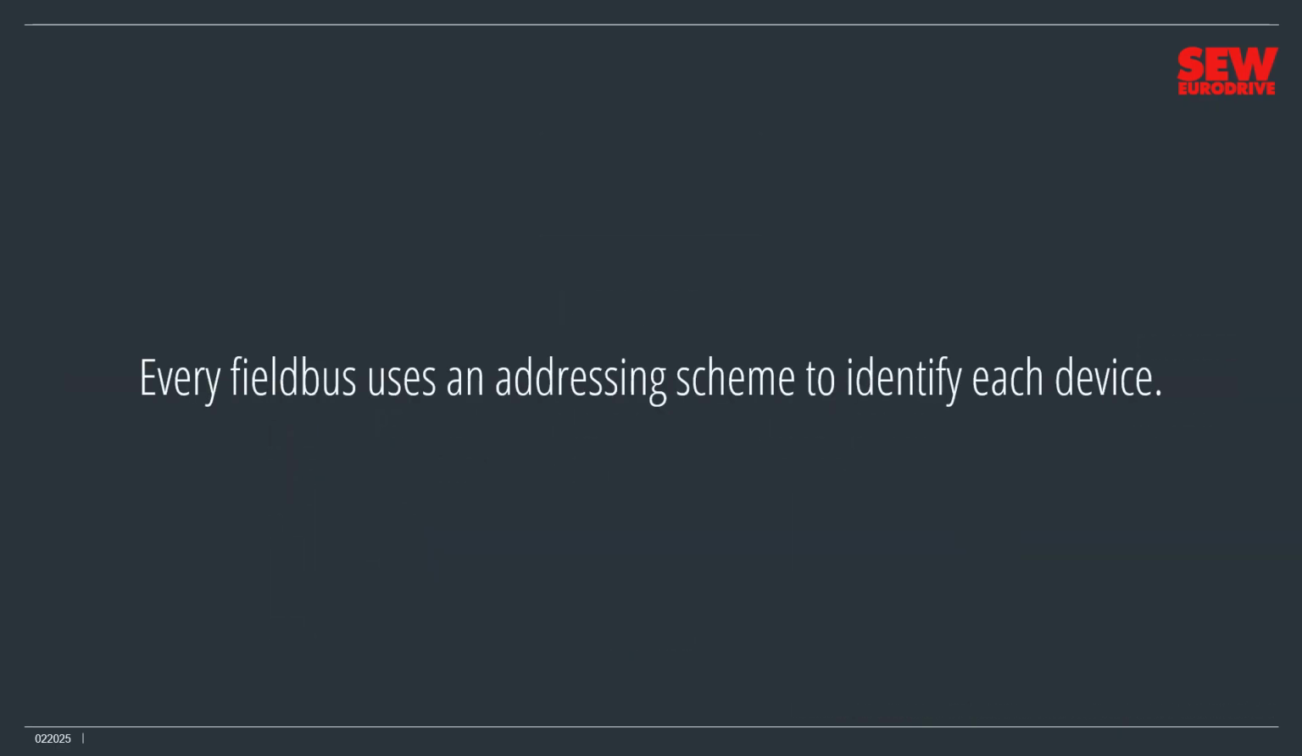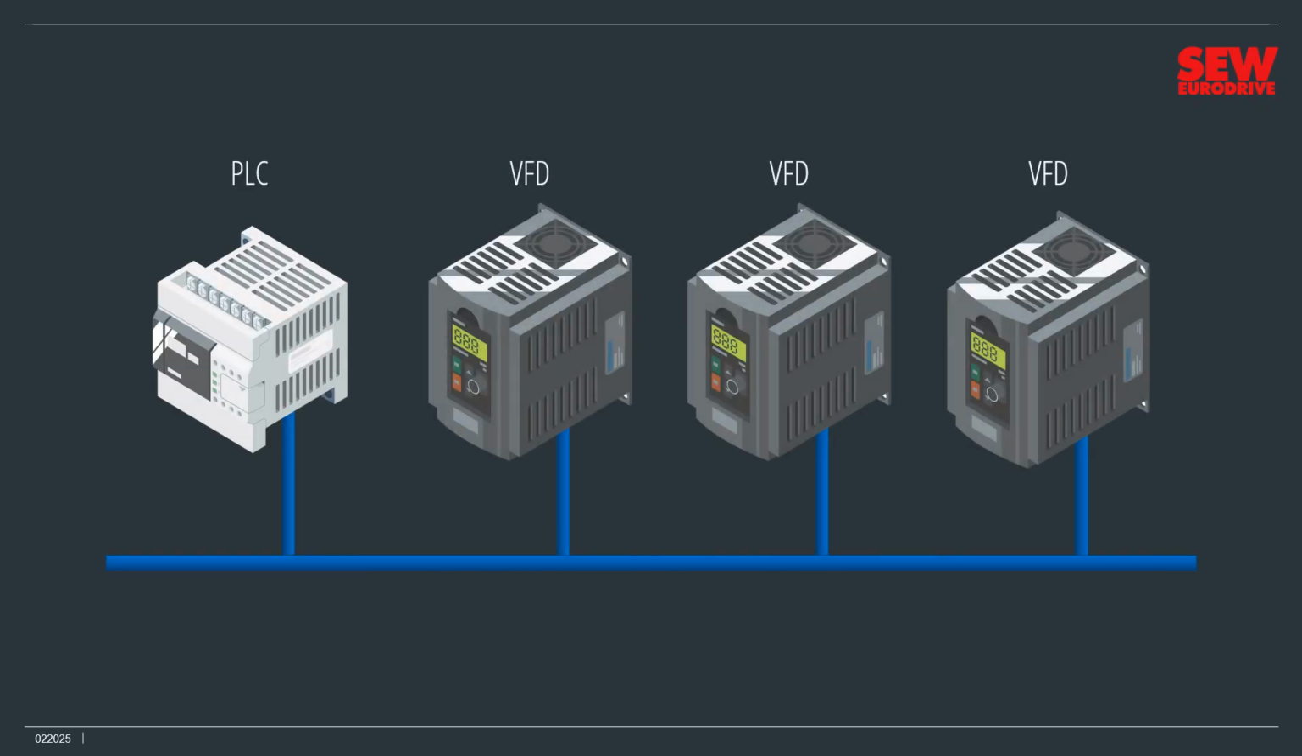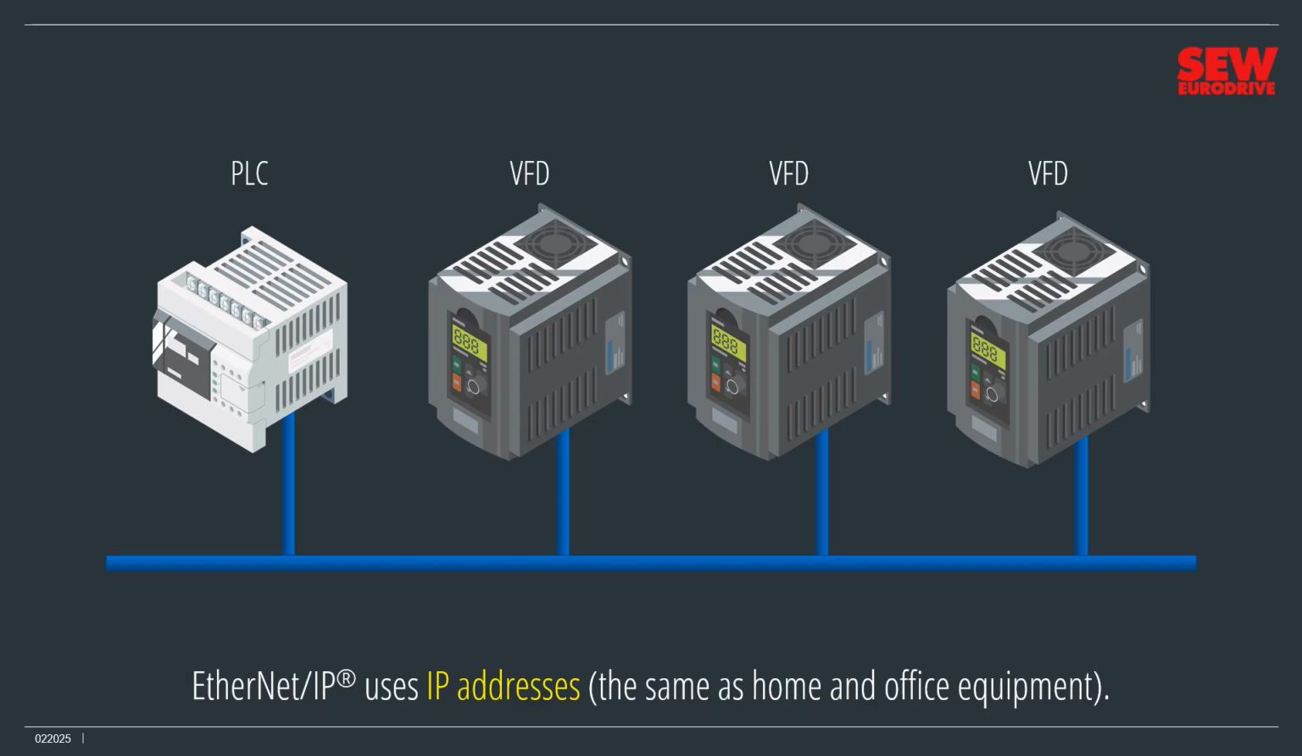Every Fieldbus uses an addressing scheme to identify each device. If it didn't do this, there would be no way for controllers to send commands to or receive responses from specific devices. Let's see how this works with a small Fieldbus containing one PLC and three VFDs. We'll start with EtherNet/IP. In this system, each device has a unique IP address. You may already be familiar with these four-number addresses since networked home and office equipment use them.